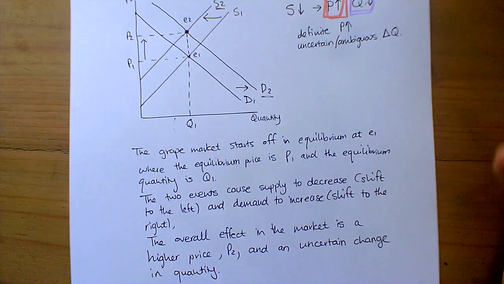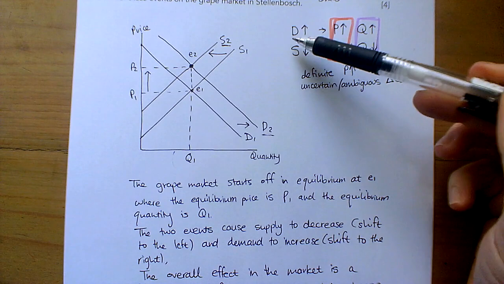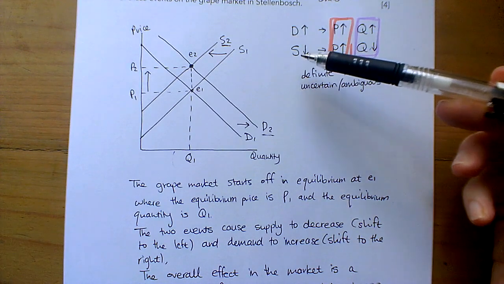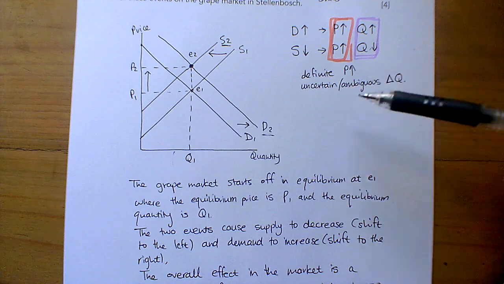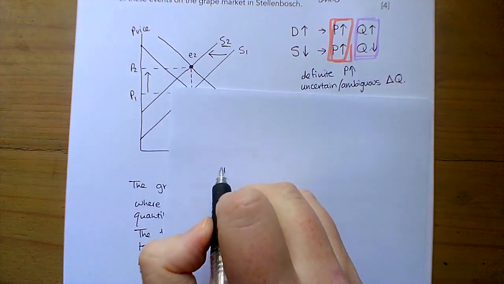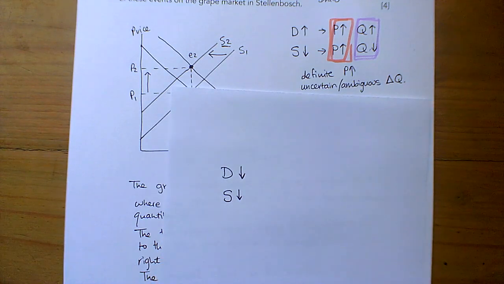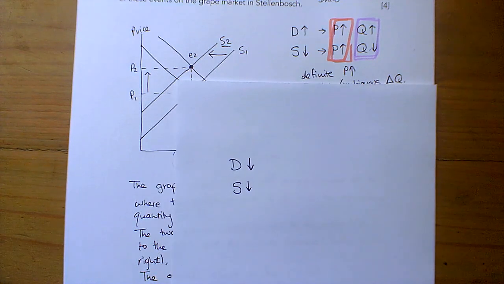So it's important to recognize that when two events, one affecting the demand side and the other affecting the supply side, occur simultaneously, there can be ambiguous changes. So let's just quickly think about another example. Let's say there was a demand decrease at the same time as a supply decrease. What would the effect in the market be if these two things happened?